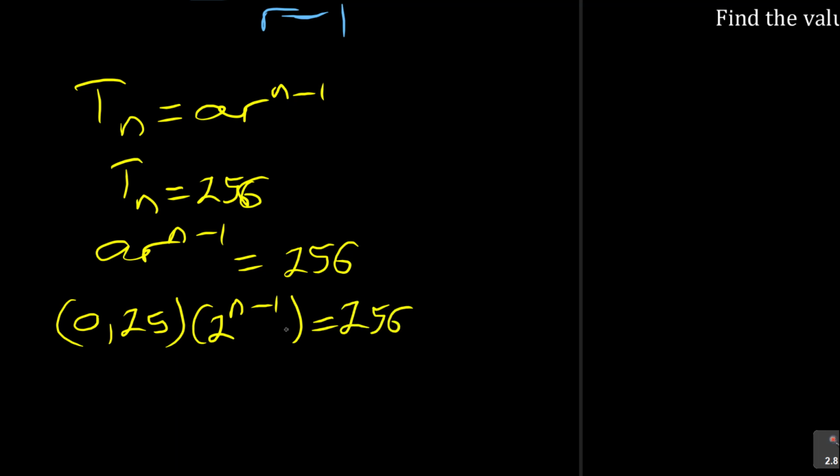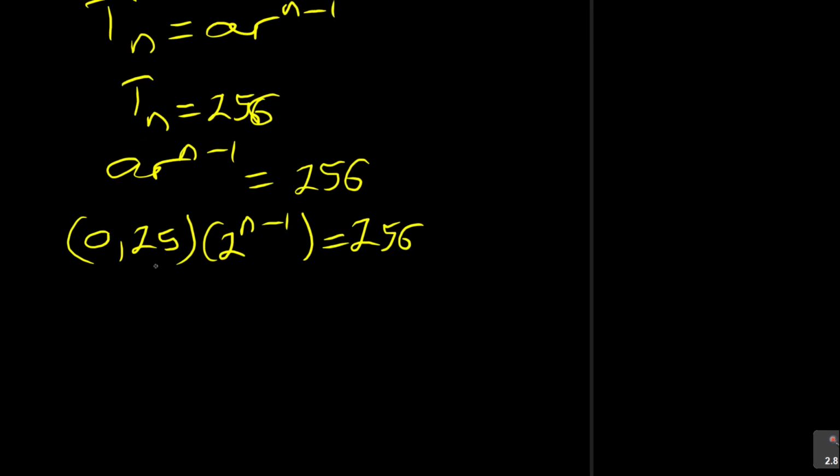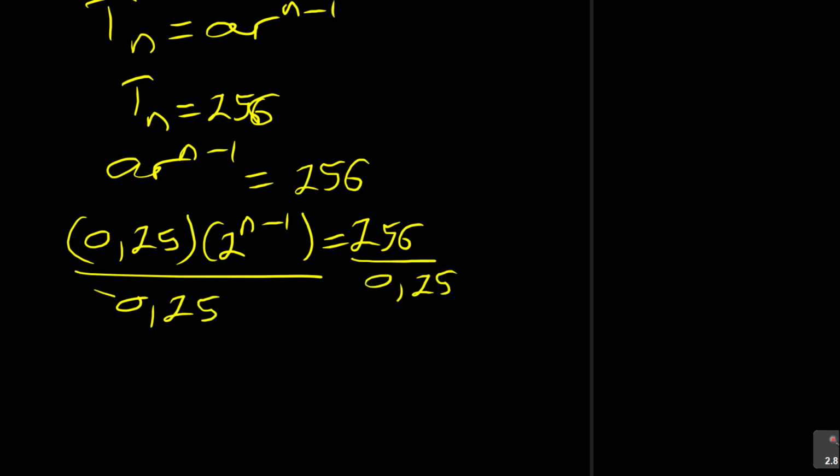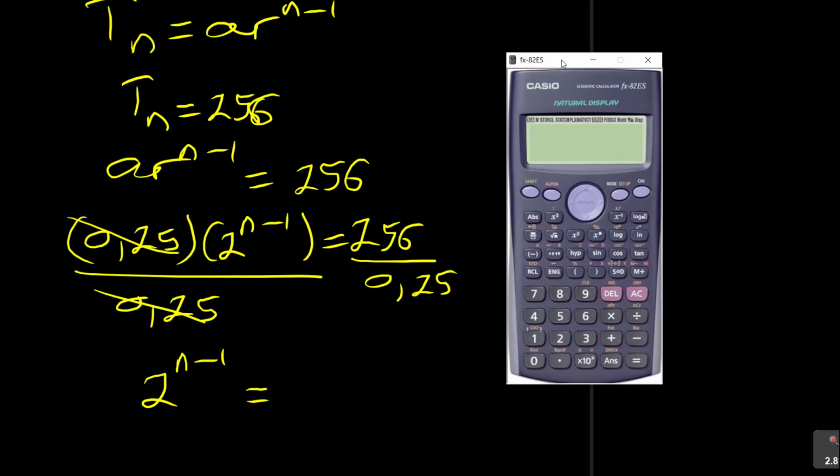Now pay attention. How do you solve this? This is exponents. You need to be very, very comfortable. Now, first of all, look, I don't want this 0,25. What I do on the left, I do on the right, divide by 0,25, so that it's gone. So I've got 2 to the power of n minus 1 is equal to, then after dividing there, 256 over 0,25 is giving me 1024.